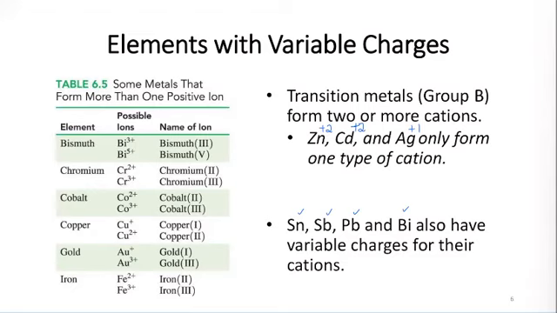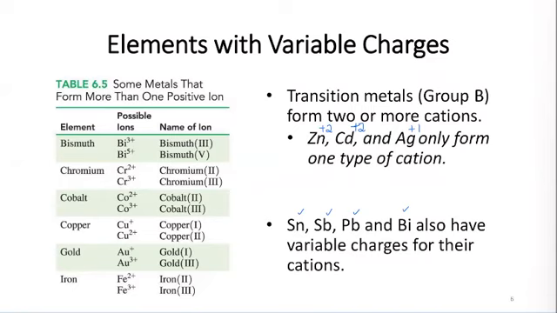Now, table 6.5, I don't want you guys to memorize. I just want you to understand the trend: the elements in group B have multiple charges except zinc, cadmium, and silver. In addition to that, the other elements that have multiple charges are tin, antimony, lead, and bismuth, because we are soon going to learn how to look at chemical formulas and how to form them. So it is important that you keep track of these elements: because they are in group B, they're going to make multiple charges.